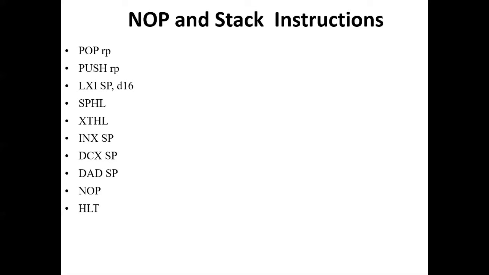Similarly, there is DCX SP. This is also a special case of DCX RP, which is used to decrement the SP contents by 1. Suppose SP had the value FC00H, so after executing DCX SP, the SP becomes FBFFH.